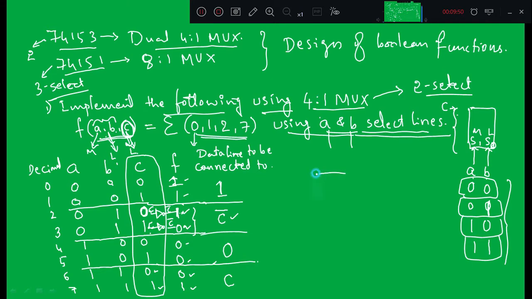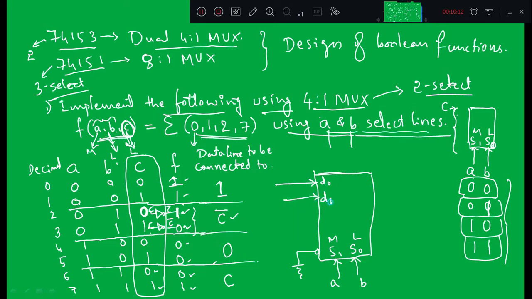Now you design the given function using a 4:1 mux. S1 is the MSB of the select line, and this is the LSB of the select line. So I'll connect A and B. There is one enable pin which is active low, and it needs to be connected to ground. Then there are 4 data lines, D0, D1, D2 and D3.